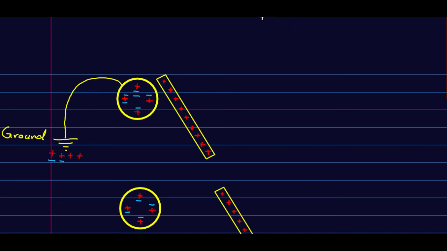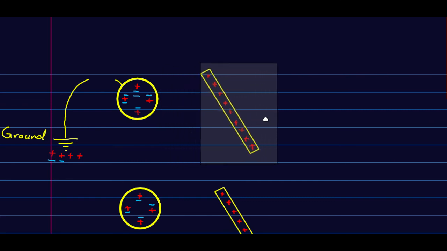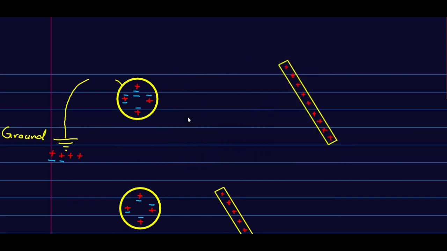Now, if I break the connection, and before the ball can swing over and hit the rod, pull the rod away, I'm left with a negatively charged ball. This is called charging by induction.